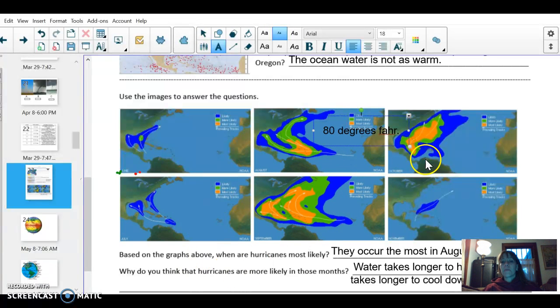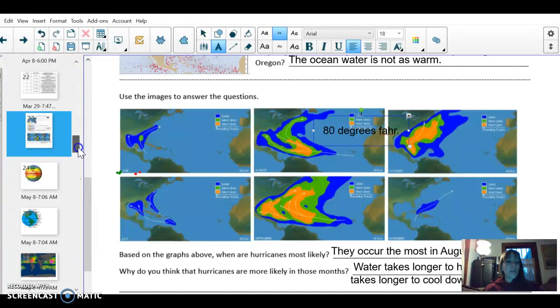Then by August, September, and October, it's warmer. By November, it's starting to cool off. So the hurricanes are going to die down a little bit. Hurricane season is June 1st to November 30th. However, they're most common in August, September, and October.